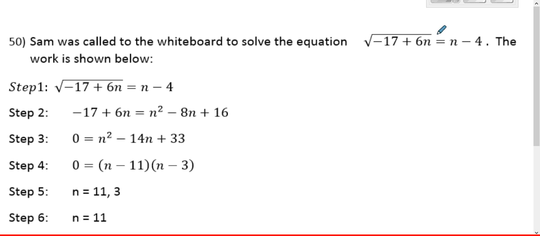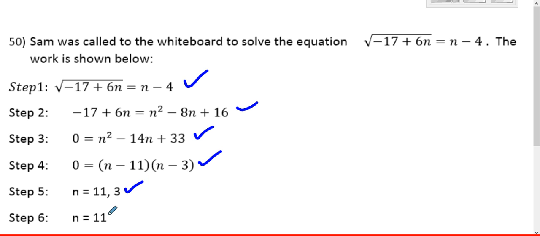So same thing here. Square both sides. Negative 17 plus 6n. Multiply that out. That's correct also. Get everything to one side. So add the 17 over, you get 33. Subtract the 6n, you get negative 14. That's correct. Negative 11 and negative 3, that's factored correctly. N equals 11, n equals 3, that's correct.